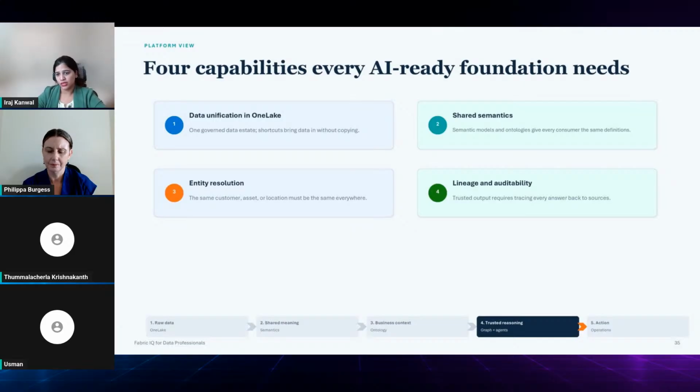And the number four is lineage and auditability. To have trusted AI output, it requires tracing the answer back to the sources. That includes the data lineage, the model lineage, security context, and AI agent interaction logs. Without traceability, you cannot defend the answer. So we need to make sure that unified data, shared semantics, entity resolution, and lineage and auditability are in place to have the AI-ready foundation made.